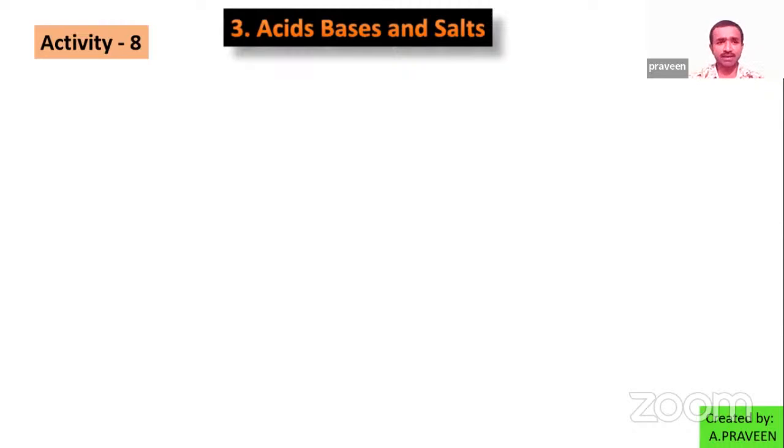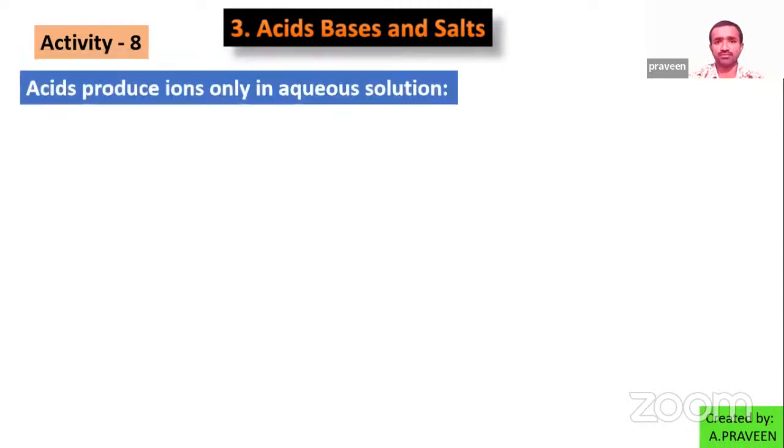So here the same ion production, but acids produce ions only in aqueous solutions. That means in the presence of water. Aqua means water, so aqueous is related to water. So only in water are they producing ions. That you have to understand.